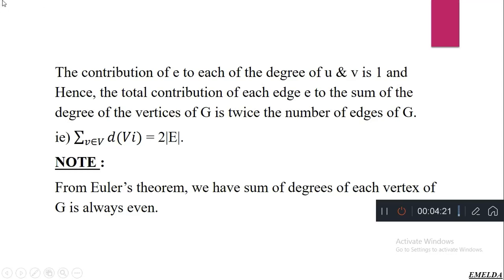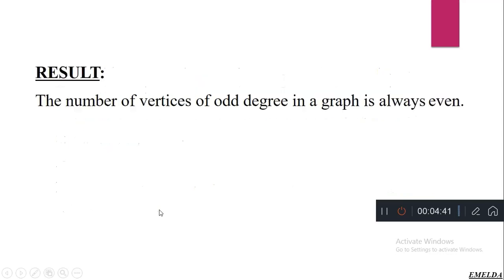That is, the sum of all degrees of Vi is equal to twice the number of edges. So this theorem, you can call it Euler's theorem. From Euler's theorem, we have that the sum of the degrees of each vertex of G is always even. This result is for every graph. The number of vertices of odd degree in a graph is also even. Suppose a graph has only odd degree vertices, then the sum of all odd degrees is also even.